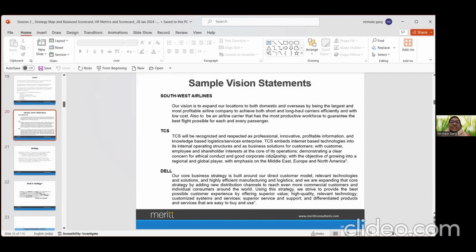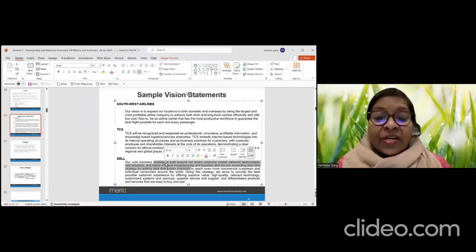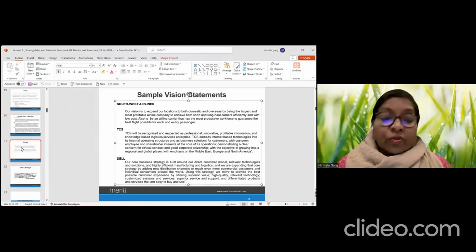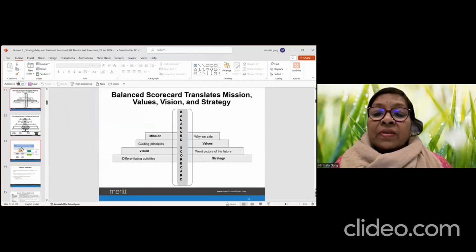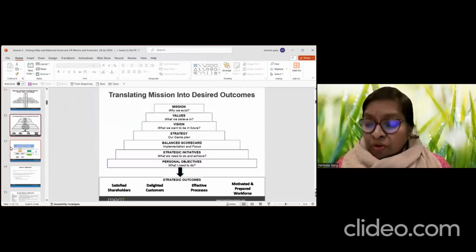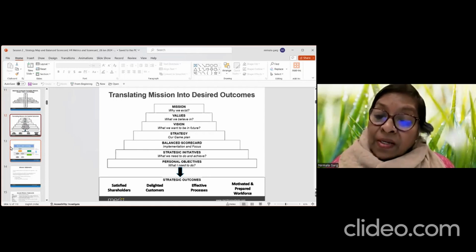Let me give you some. TCS says its vision is to be recognized and respected as professional, innovative, profitable information and knowledge-based logistics services enterprises. Dell says our core business strategy is built around our direct customer model, relevant technologies, solutions, highly efficient. So the vision statement actually helps you to build what? To build a strategy. If you can see here a visual picture of it, the vision statement helps you to build the strategy.